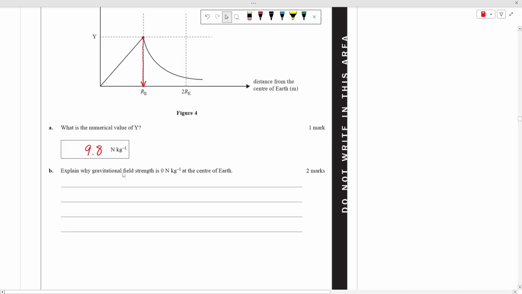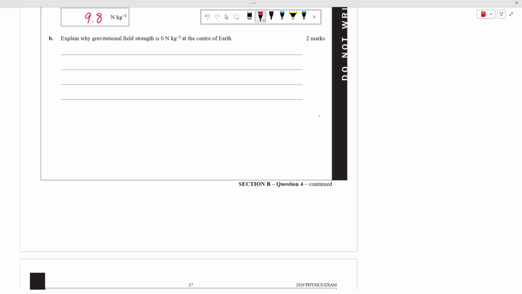Part B, explain why gravitational field strength is 0 at the center of the Earth. So right there, we're right at the center of the Earth. I guess one way to think about this is that if you imagine the Earth as being not made of atoms, but large balls, okay? And the simplest way I can do this is just start thinking in one dimension. So one-dimensionally, you have some mass here, some mass here, you're right in the middle. What's the gravitational field right in the middle? It's going to be 0, because the gravitational fields of either of those two things cancel out.